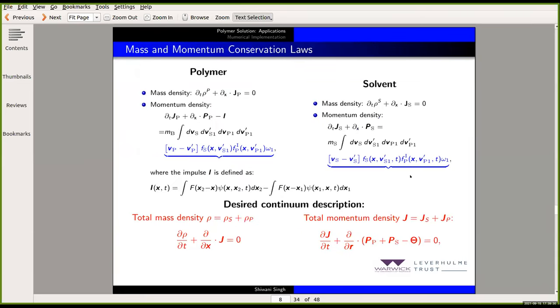Okay, now we derive the moments. We see that the mass density of the polymer phase is conserved, and the mass density of the solvent phase is conserved. And in the momentum density, we see a term which vanishes if we add these two equations, so the total momentum density is conserved. We also see an extra term theta in the momentum density, which comes out because the polymer is connected through a spring. So this is related to the elastic stress of the polymer.